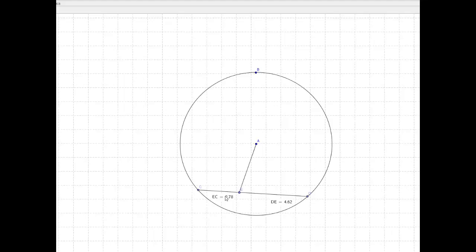Now this time what we've got is a chord and a line from the center to the chord, and we want to see what happens at particular times. Not much is happening with it at this moment, but once I get to a point where I'm going to try and get it in the midpoint, so I'm trying to get EC and DE to be equal. So, easier said than done.